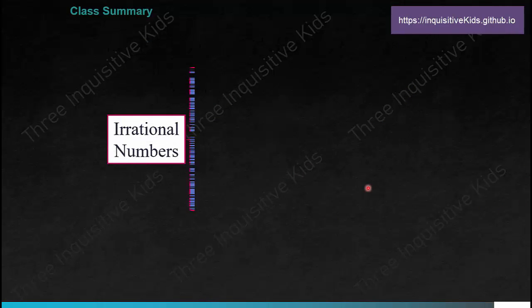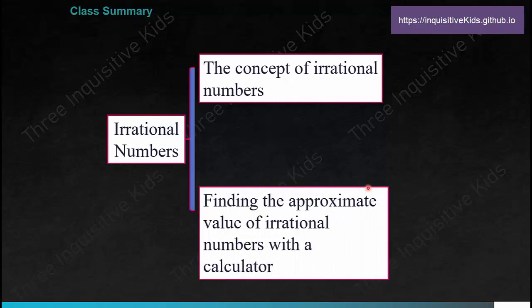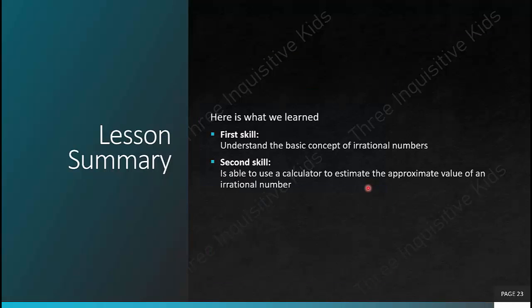The class summary for today: we learned all about the concept of irrational numbers and finding the approximate value of irrational numbers with a calculator. The two skills I hope you learned today were understanding the basic concept of irrational numbers and being able to use a calculator to estimate the approximate value of an irrational number. I will leave the information from other lessons in the description below if you want to look at it, or feel free to move on to your next lesson.